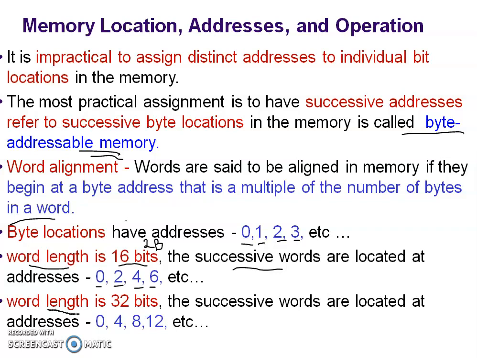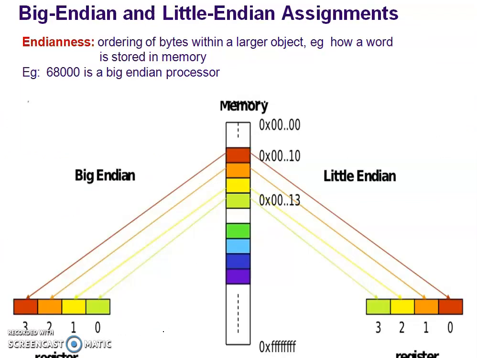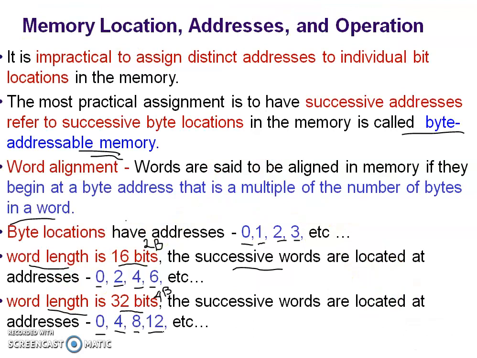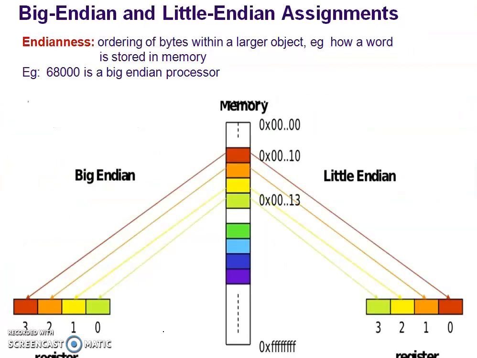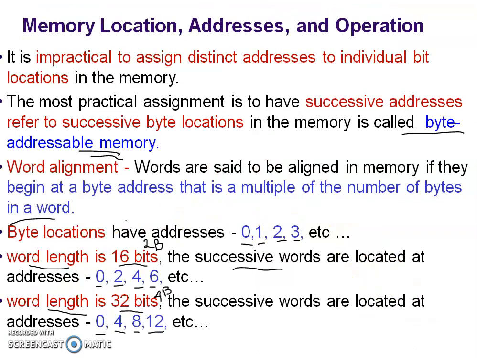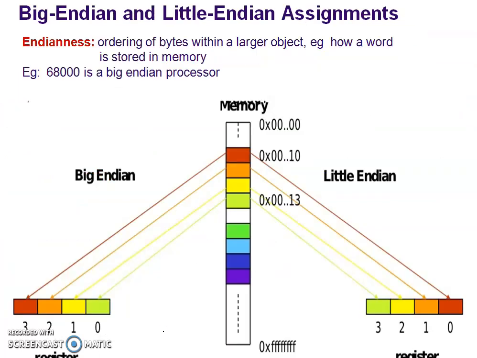Similarly, if the word length is 32 bits, then how many bytes is that? 4 bytes. So the successive words will be located at 0, 4, 8, 12. This is the alignment of the words based on the word length. Now the ordering can be done, that is, addresses are assigned based on the number of bytes. Also, in the case of byte addressable memory, an address refers to successive byte locations.